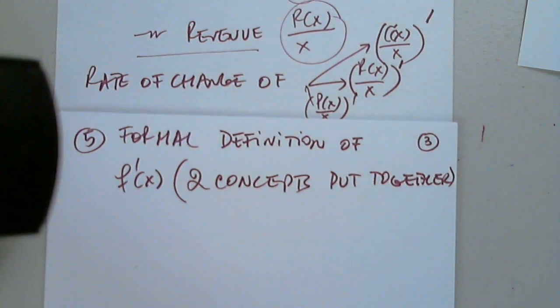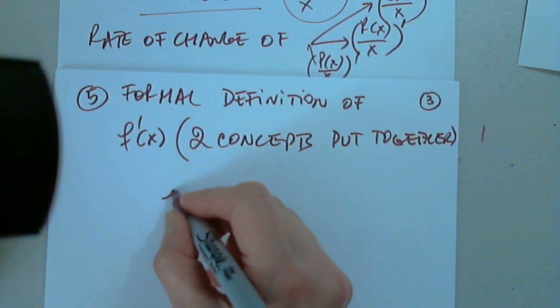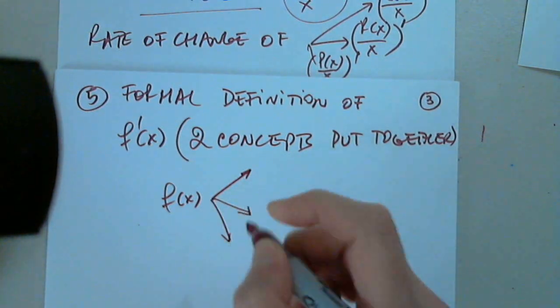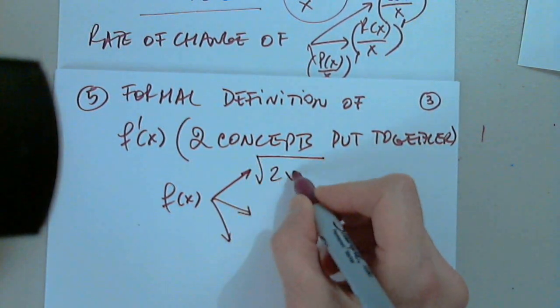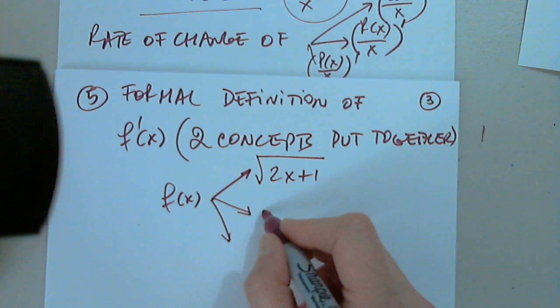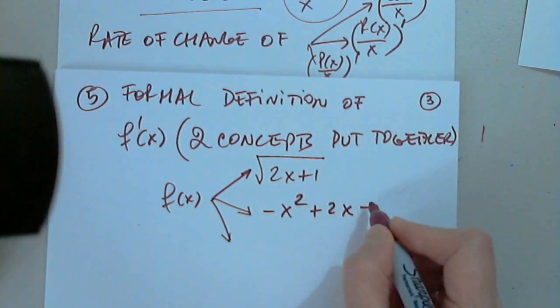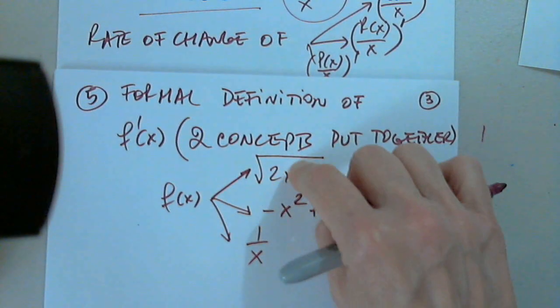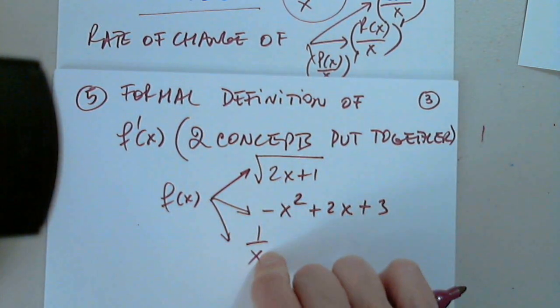And we looked at 3 different types of functions. I just want to emphasize that we looked at something like the square root of 2x plus 1. We looked at something like negative x squared plus 2x plus 3. And we looked at 1 over x. 3 different functions: square root, quadratic, rational.